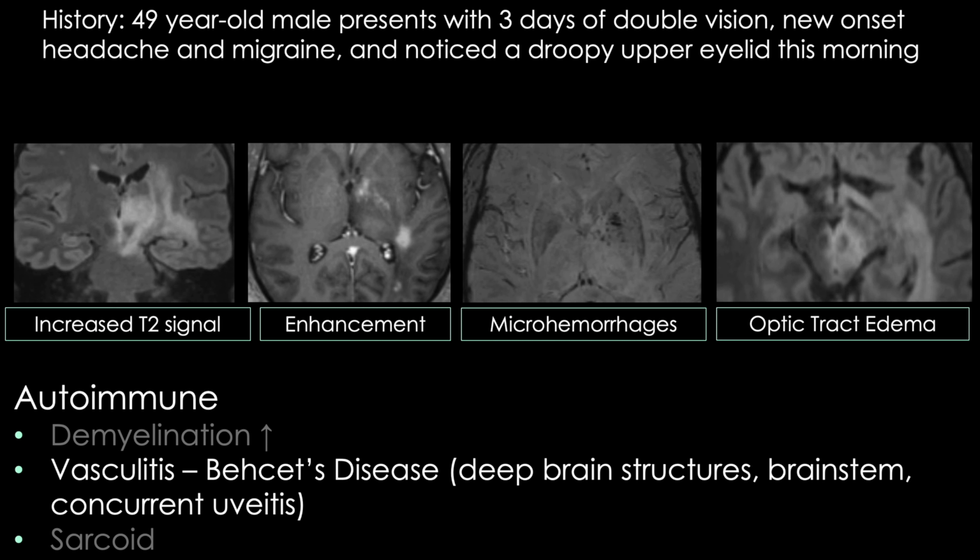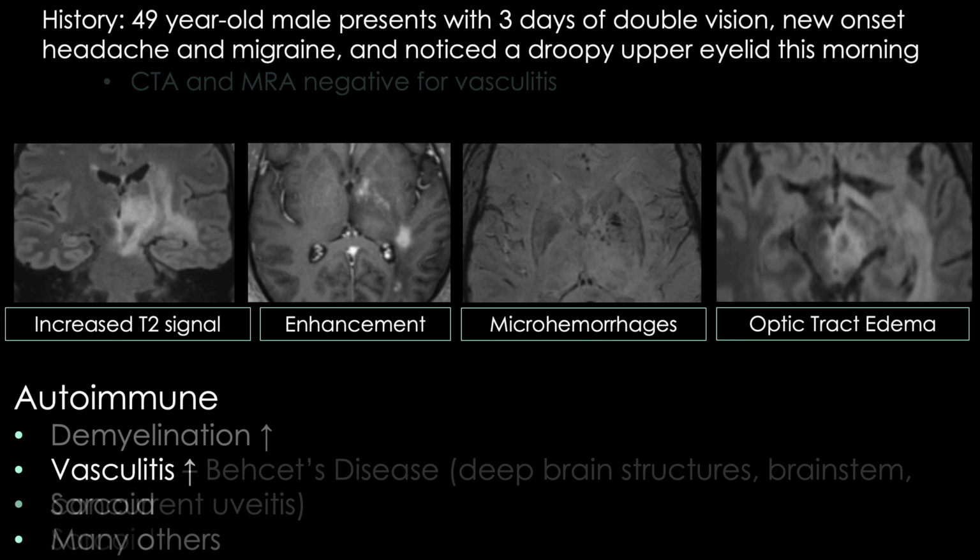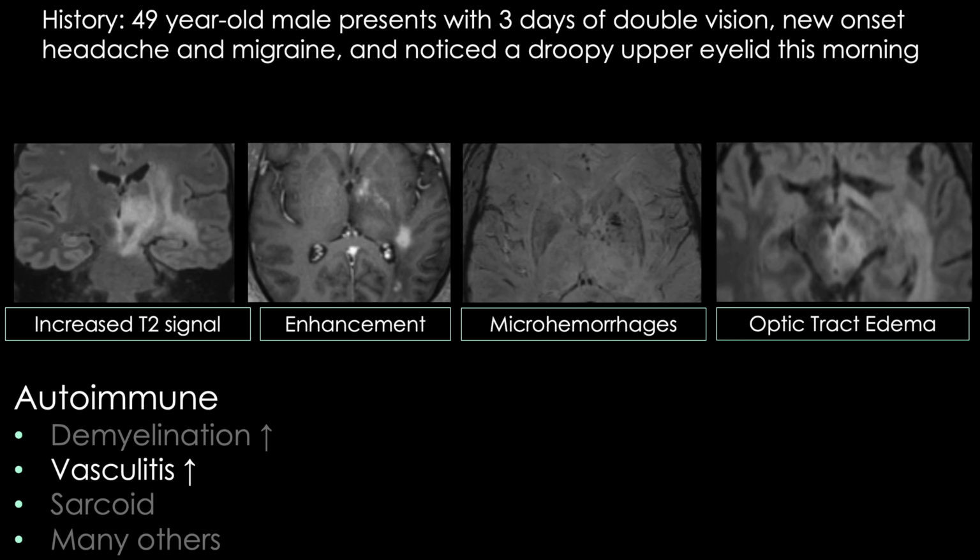Of note, in our case, both the CT and MR angiographic imaging were performed and negative for evidence of vasculitis. But more importantly, just because the vessels look normal on imaging does not mean we can exclude it on our differential. It may just be affecting too small of vessels for us to see directly on imaging. So we are most definitely putting vasculitis on the differential for this patient.